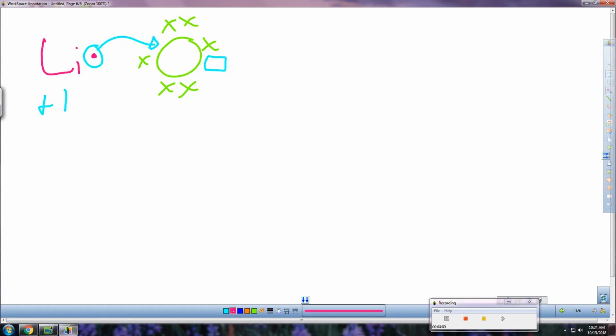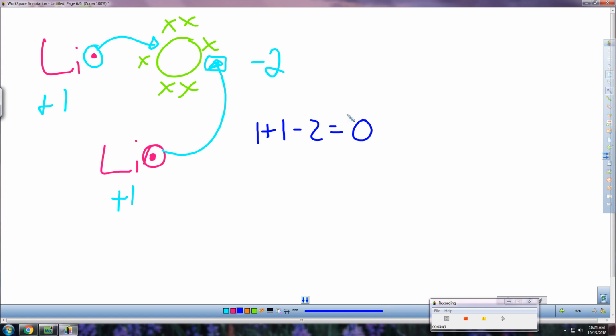Well, we have to bring in another lithium atom. We can add as many atoms as we need. We just simply cannot take away atoms, according to the law of conservation of mass. So another lithium comes in and donates its electron. Again, it's positive 1. Oxygen has now picked up its 2 electrons. It's now negative 2. So the net charge, 1 plus 1 minus 2, is still 0. So the overall net charge is balanced out.